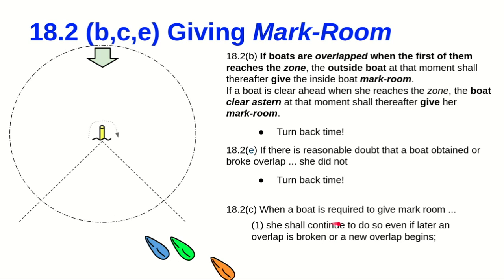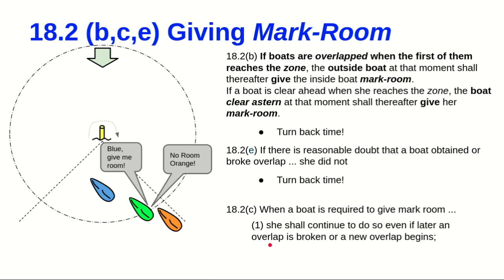18.2c: when a boat is required to give mark room, she shall continue to do so even if later an overlap is broken or a new overlap begins. So this clause is stressing the 'shall thereafter give her mark room' part. So in this situation, this is what we determine happens the moment blue hits the zone. From thereafter, even if orange establishes an overlap or blue breaks the overlap with green, it doesn't change how mark room is due. So in this case, green can start shouting, blue, give me room because I had an overlap, and orange, there's no room in there because you didn't have an overlap.